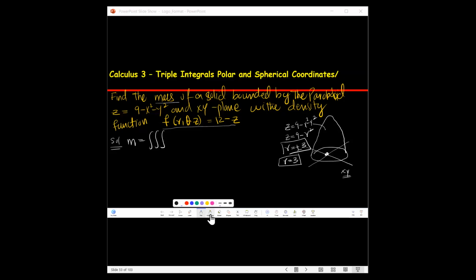I'm going to substitute the value of this function. Here we have mass equals 12 minus z, and then dz. Because we have a z function here, it's better to bring the z up front, and then r dr d theta. So let's fix the z value. z goes from 0 to 9 minus r squared. This is given in the question right here.